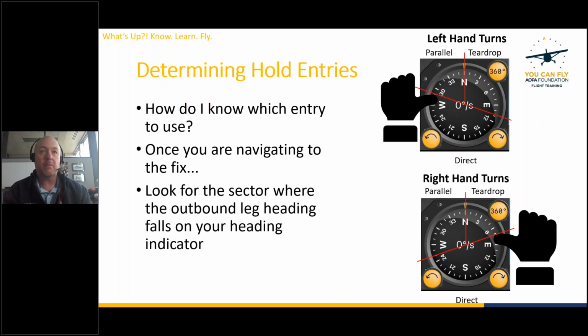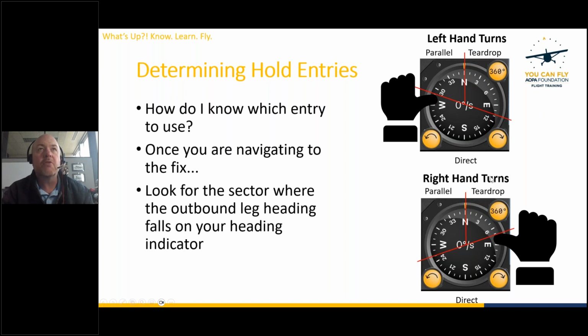So in the case, I'm going to show you in detail what I just did. Literally notice what I'm doing. I stick my thumb, if it's right turns, I use my right thumb, left turns, my left thumb, on my heading indicator. And then if it falls in this quadrant up here, it's parallel. If the outbound leg falls in this quadrant, it's a teardrop entry.